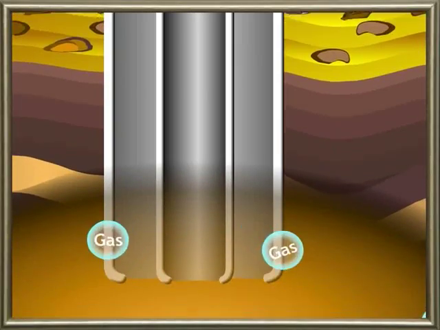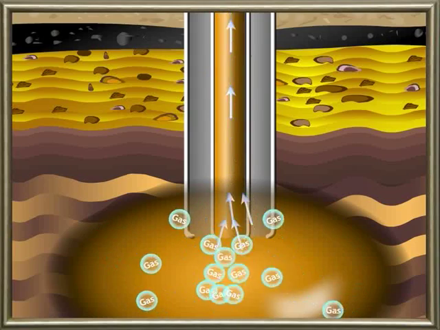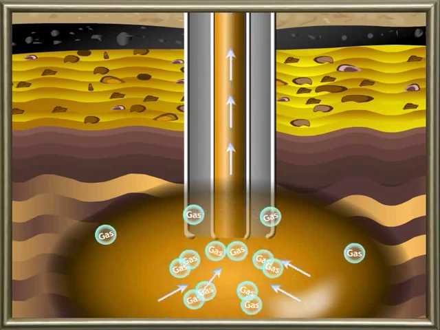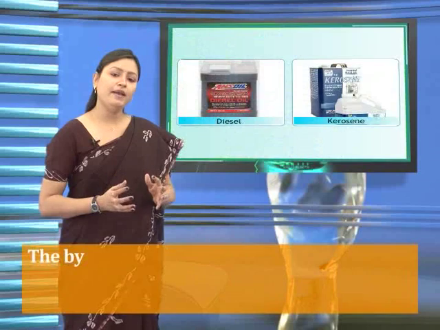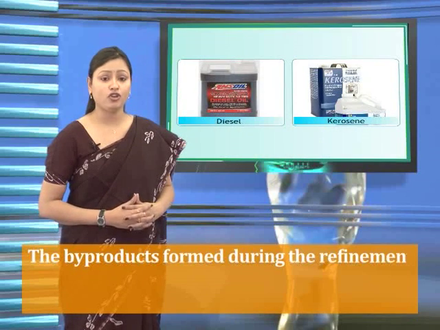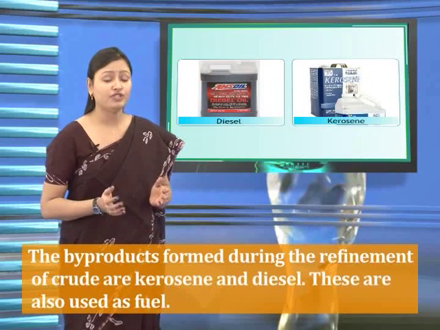A hole is drilled deep into the earth and petrol in the form of crude oil flows out. This crude oil is refined in the refineries and petrol is obtained. The byproducts formed during the refinement of crude oil are kerosene and diesel. These are also used as fuel. The crude oil is actually a mixture of different types of solid, liquid, and gaseous hydrocarbons mixed with water, salts and earth particles.